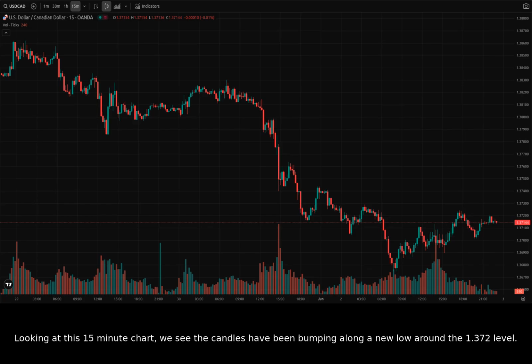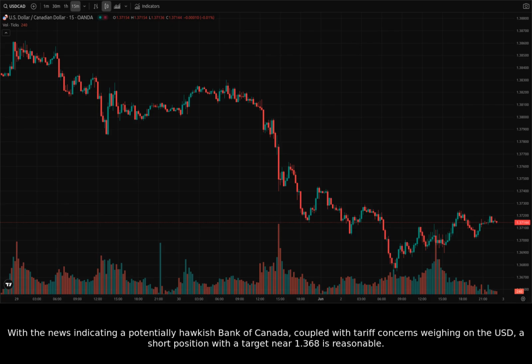Looking at this 15-minute chart, we see the candles have been bumping along a new low around the 1.372 level. We're getting a short-term oversold signal, so there's a chance of a short-term upside bounce. However, the overall trend is still down, so let's consider a short position. With the news indicating a potentially hawkish Bank of Canada, coupled with tariff concerns weighing on the USD, a short position with a target near 1.368 is reasonable.